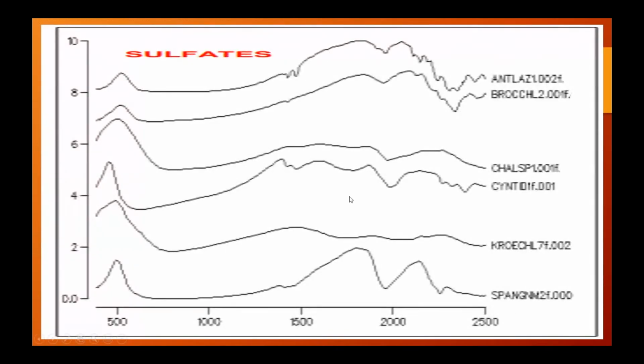Copper sulfates, another important group here for various reasons. These are going to include the antlerite, the brochantite, chalcanthite, cyanotrichite, krohnkite, and spangolite.